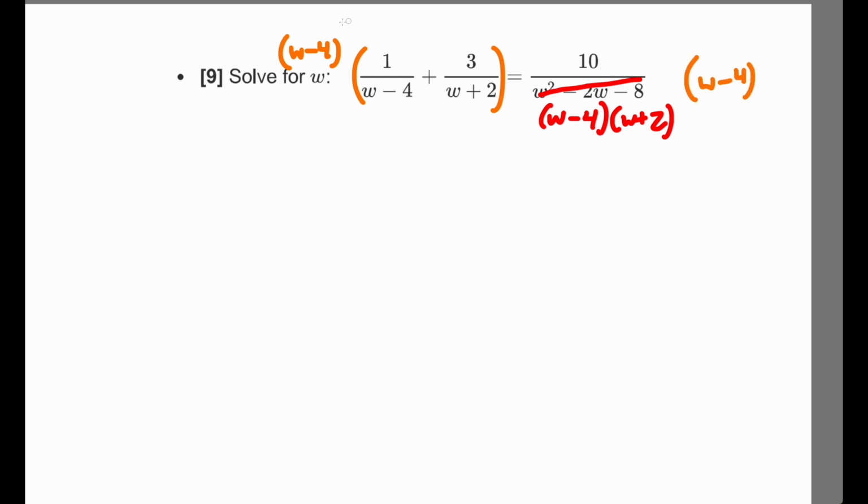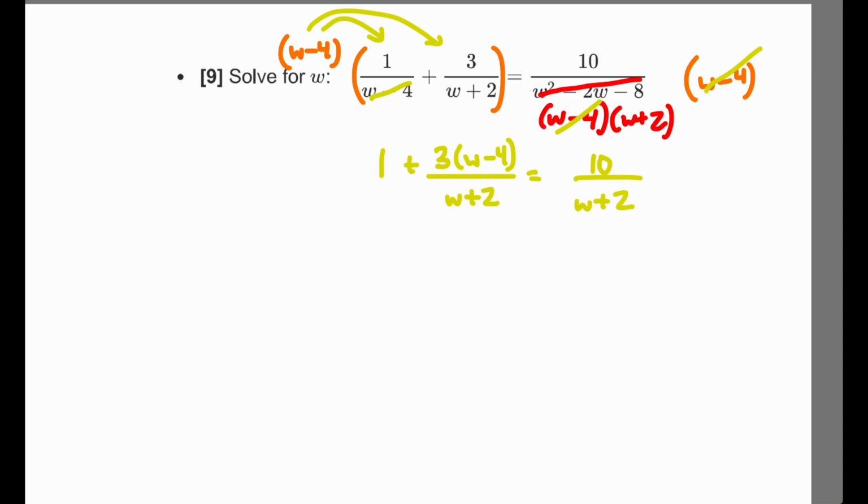Let's see here. Distributed here, it's just going to be a 1 because that'll cancel. Distributed over here, and you're going to have 3w minus 4 over w plus 2 is equal to, this cancels with this, so now you just have 10 divided by w plus 2. Sweet, one fraction down, got one more to go. We're just going to multiply both sides by w plus 2.